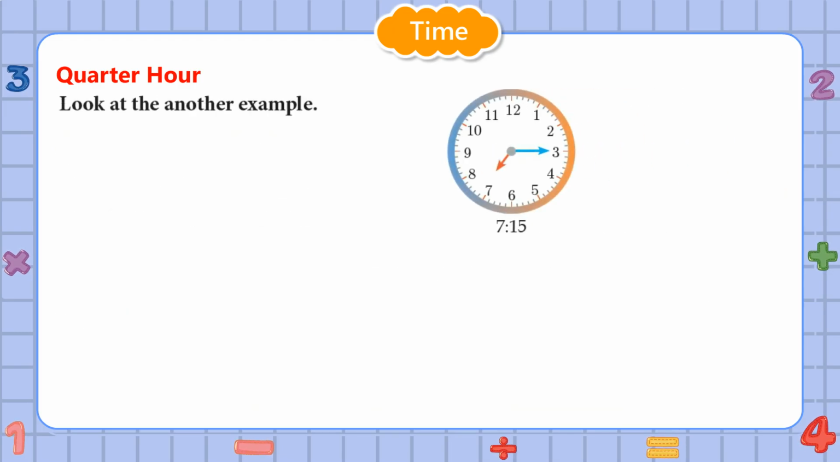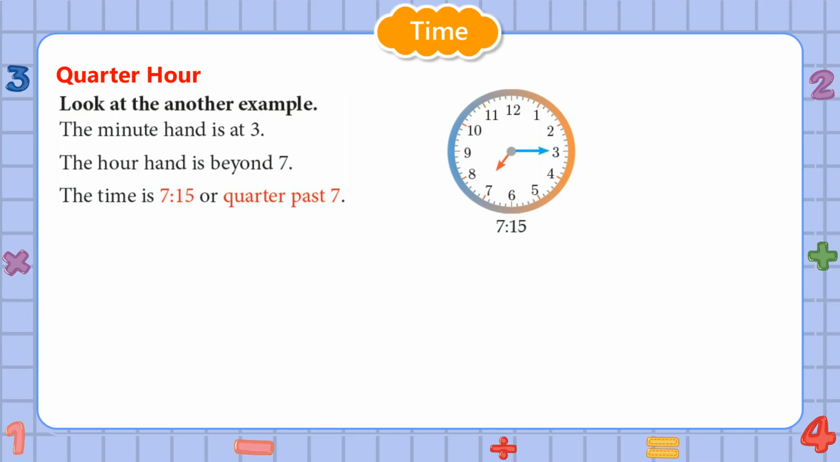Look at another example. The minute hand is at 3. The hour hand is beyond 7. The time is 7:15 or quarter past 7.